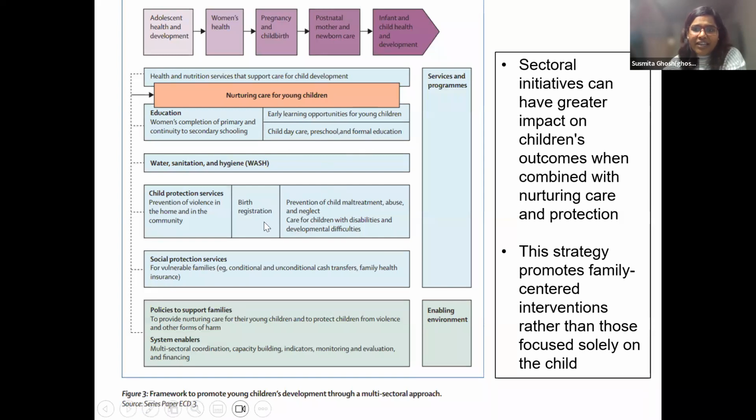And this strategy, the multi-sectoral approach, can promote family-centered interventions rather than those focused solely on the child. Family-centered intervention means we can engage both parents, fathers and mothers, or other family members, to get better child developmental outcomes.